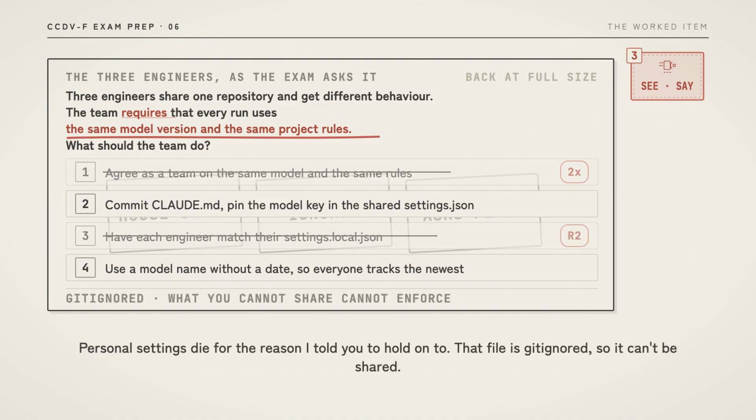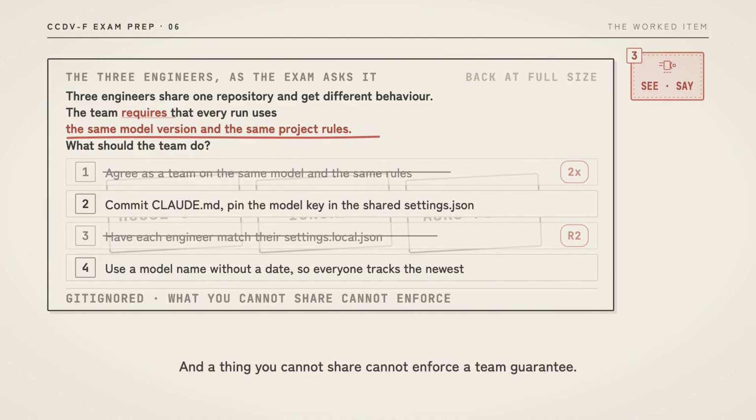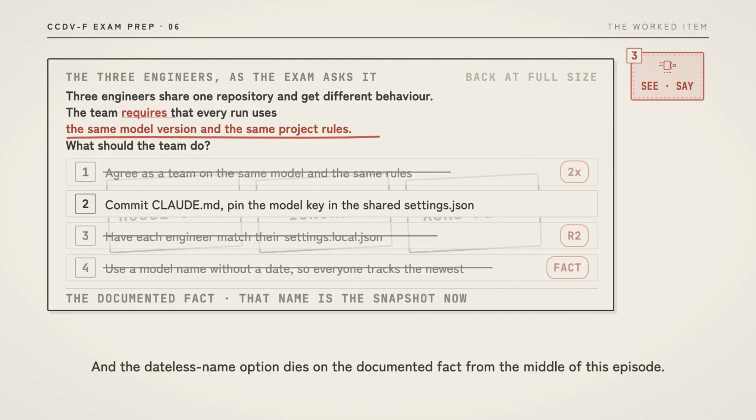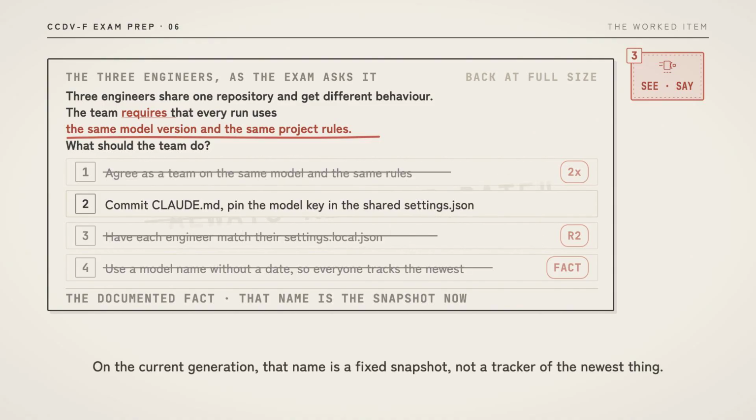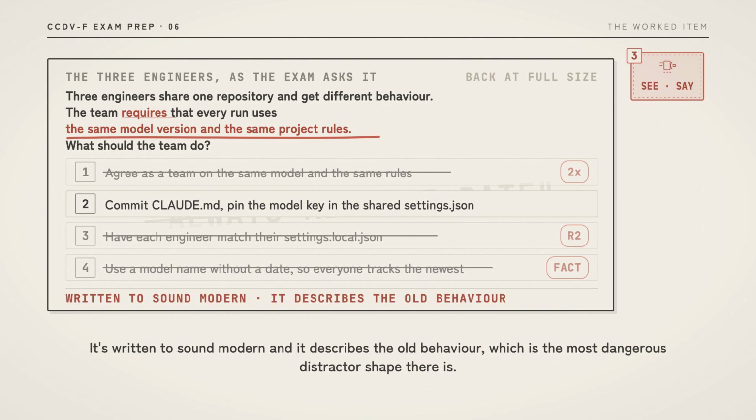Personal settings die for the reason I told you to hold on to. That file is git ignored, so it can't be shared. And a thing you cannot share cannot enforce a team guarantee. And the dateless name option dies on the documented fact from the middle of this episode. On the current generation, that name is a fixed snapshot, not a tracker of the newest thing. It's written to sound modern, and it describes the old behavior, which is the most dangerous distractor shape there is.